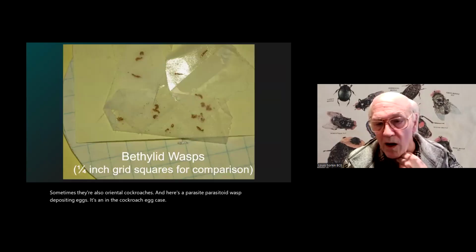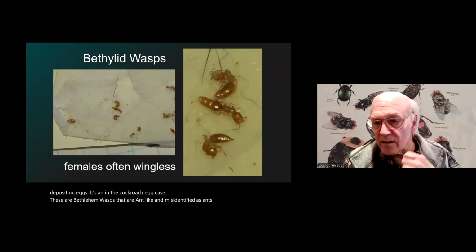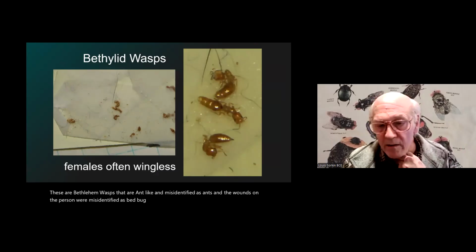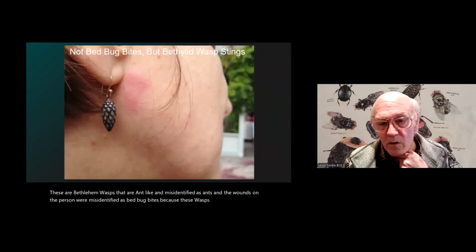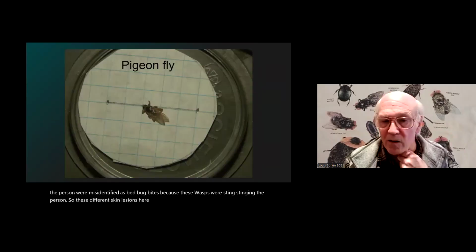These are bethylid wasps that are ant-like and misidentified as ants, and the wounds on the person were misidentified as bedbug bites because these wasps were stinging the person. So these different skin lesions here were actually the stings and not bedbug bites.